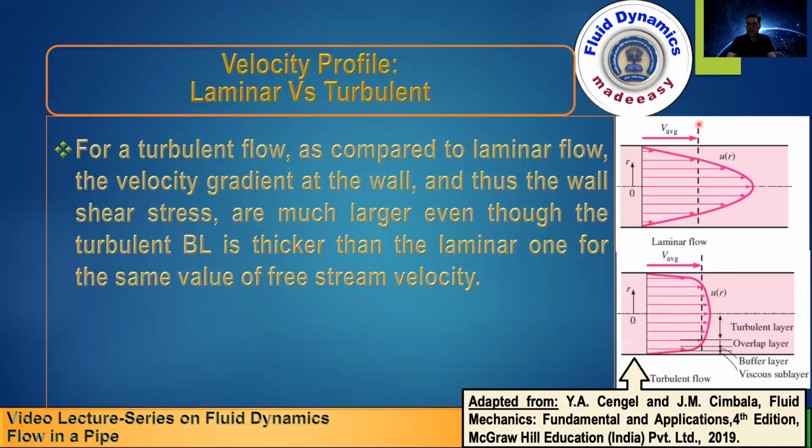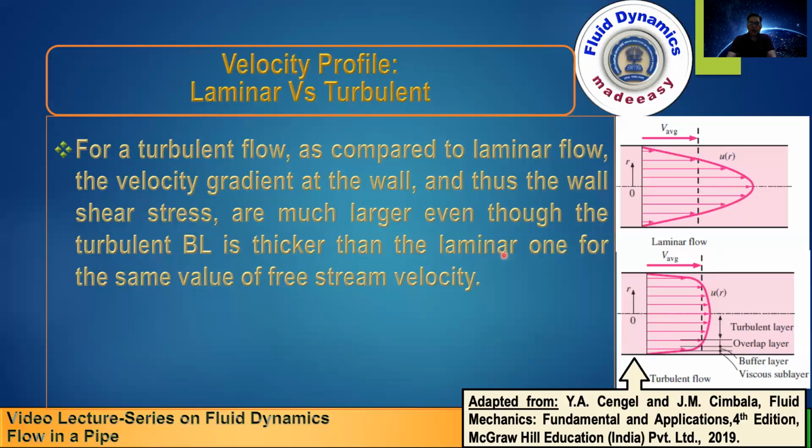When you compare the average velocity, you can see that the maximum velocity in a turbulent flow is slightly more than the average velocity, whereas for laminar flow in a pipe, I had mentioned that the maximum velocity is 2 times the average velocity.